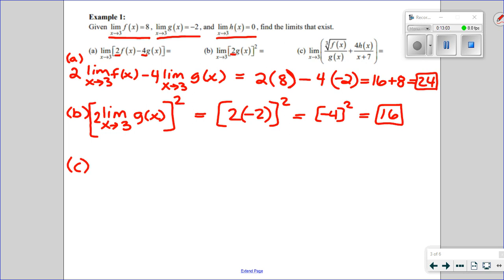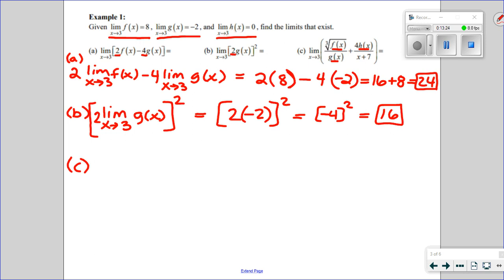Okay, this one's a little bit more involved, but that's okay. Again, the limit properties allow me to just put that limit notation in front of the functions, okay? And I can look at the expression and see I have an f of x, a g of x, and an h of x. But that's okay.